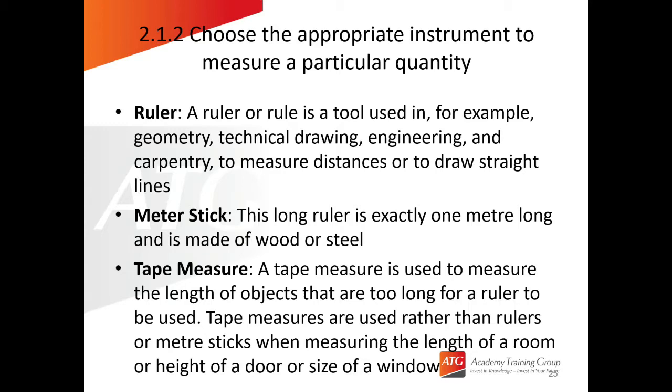Tape measures. A tape measure is used to measure the length of objects that are too long for a ruler to be used. Tape measures are used rather than rulers or meter sticks when measuring the length of a room or height of a door or size of a window.